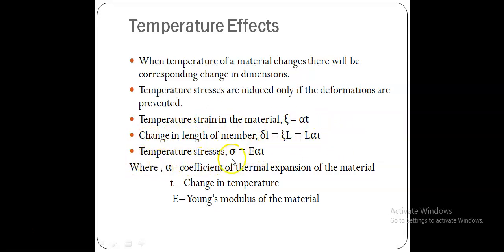Therefore, temperature stress: by knowing the strain, stress is nothing but strain into Young's modulus. We know that strain is alpha T and Young's modulus is E, therefore sigma is equal to E alpha T, where alpha is the coefficient of thermal expansion of the material, T is the change in temperature, and E is the Young's modulus of the material. So like that we can find the temperature strain, then the change in length due to this temperature strain, and also the temperature stress due to that temperature strain in a material.